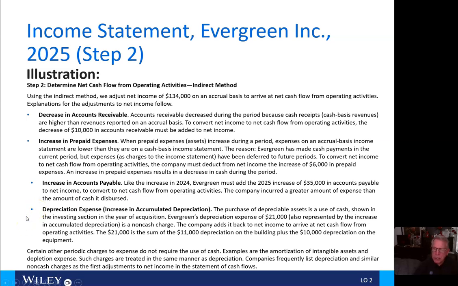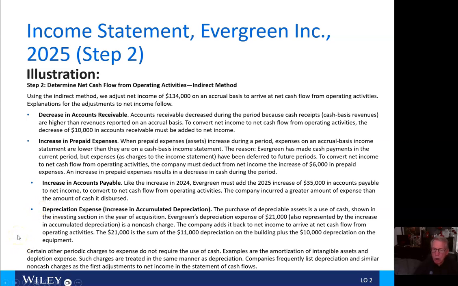Then finally, depreciation expense. That's an easy one. That's an increase in accumulated depreciation. We purchased some depreciable assets, and that was a use of cash, as shown in the investing section in the year of acquisition. So Evergreen's depreciation expense of $21,000, also represented by an increase in accumulated depreciation, is a non-cash charge. The company's going to add that back to net income to arrive at net cash flow from operating activities. The $21,000 is the sum of the $11,000 of depreciation on the building plus the $10,000 depreciation on equipment.